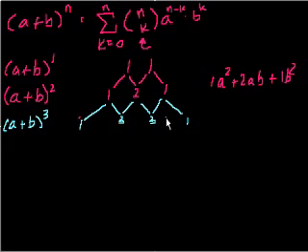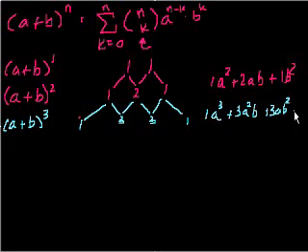The first coefficient is 1, so it's 1 a to the 3rd b to the 0, so we don't have to write the b, plus 3, we just decrement this exponent by 1, 3a squared b plus 3ab squared, and then plus 1 a to the 0, which is just 1, b cubed. So that was pretty fast.